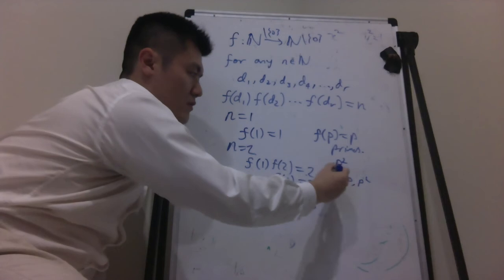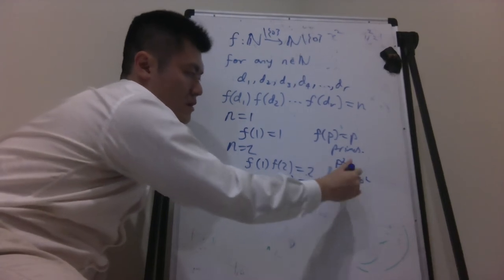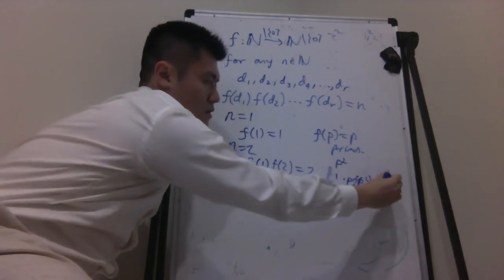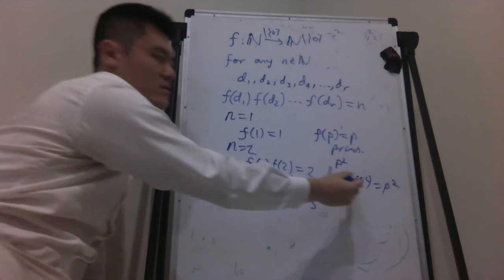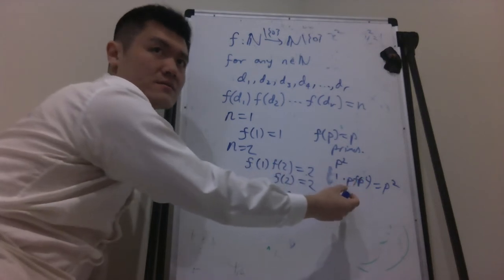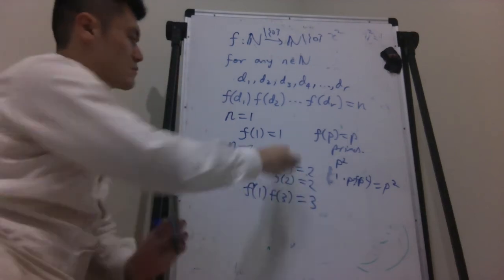So then you have f of 1, which is 1. f of p is p, right? And then you multiply this by f of p squared, which equals p squared, right? So then what is f of p squared going to be? p, right? Wait, that satisfies my square condition.